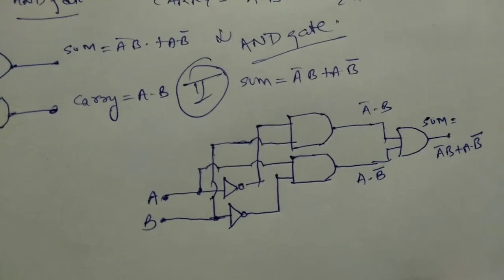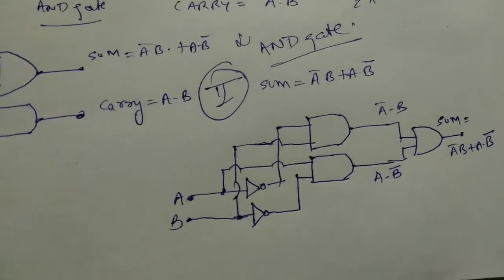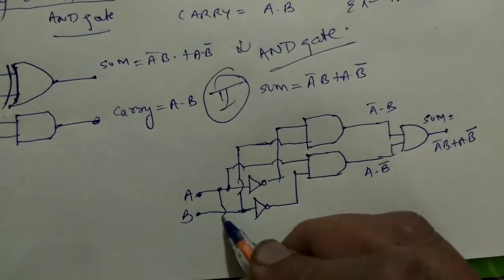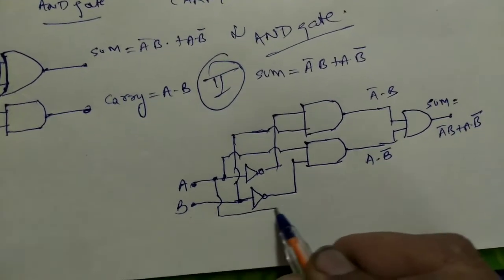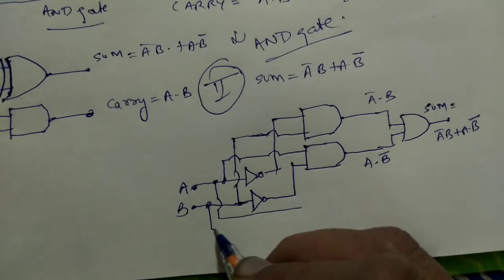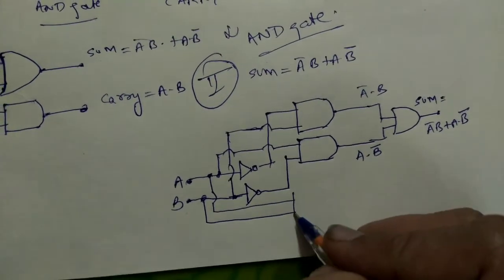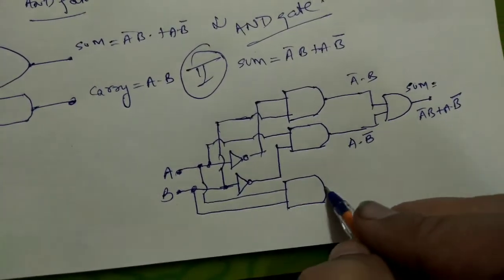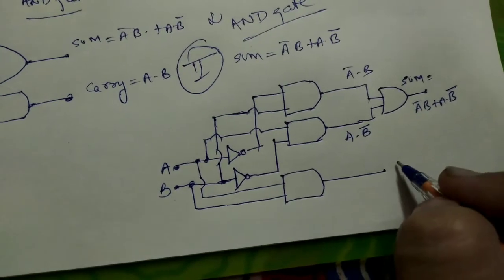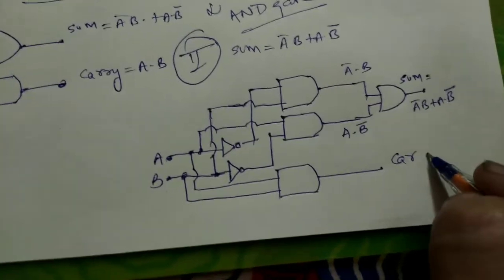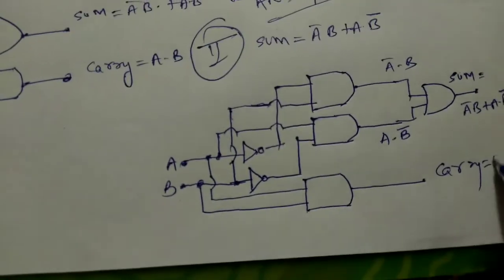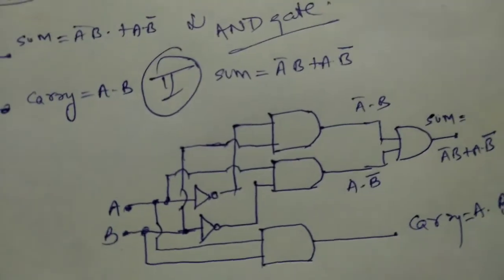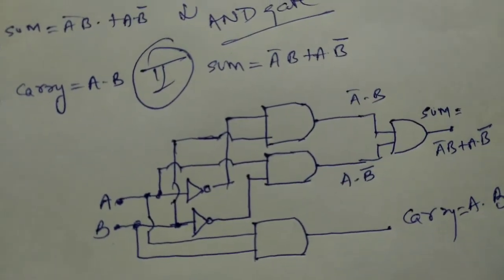Fine. Then when it comes to carry, simply what we have to do is, from here I am taking a, so this is a, and from here I am taking b, so this is b, and I have to multiply these two. For that we have to connect the AND gate, and this is the carry part equal to a into b. So this way it is very easy.